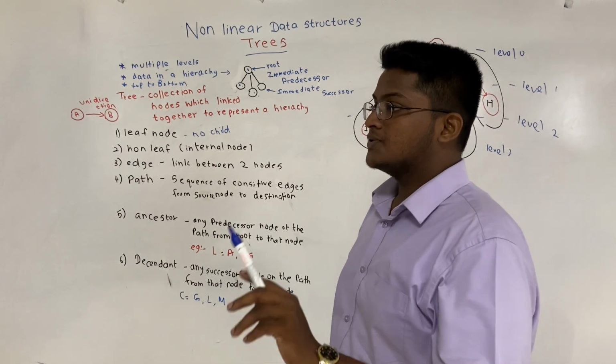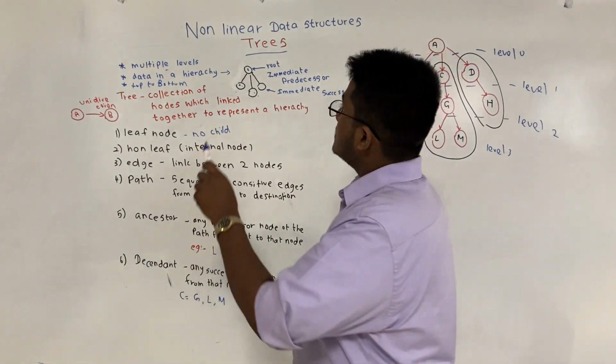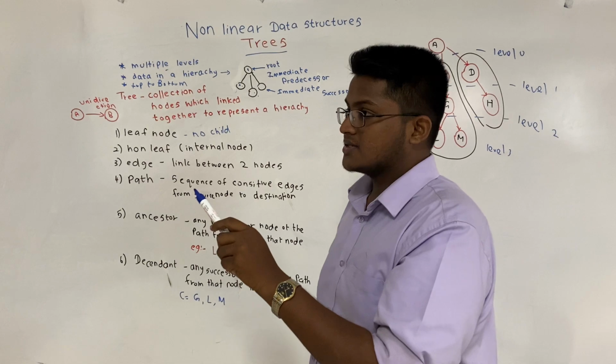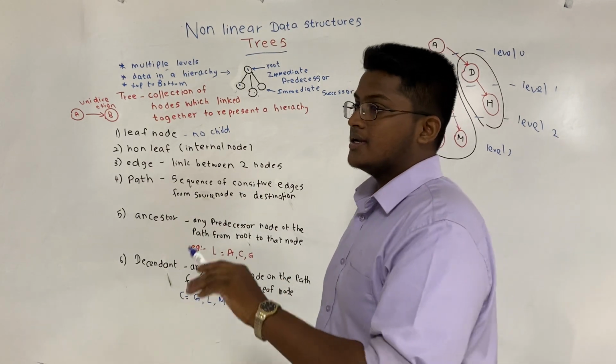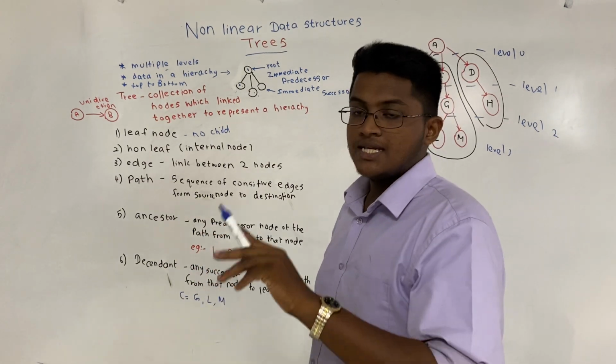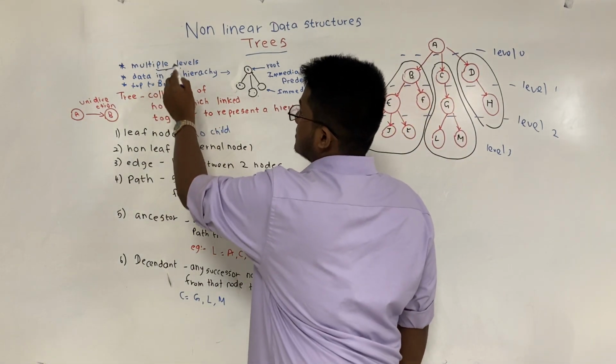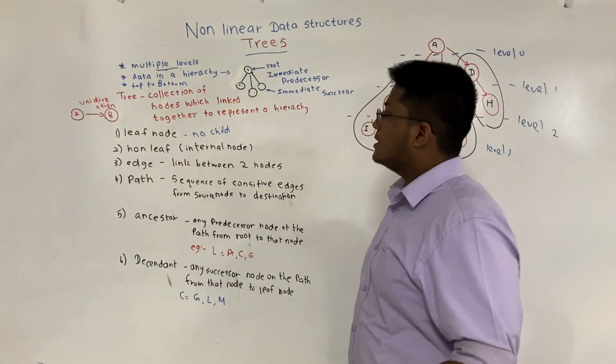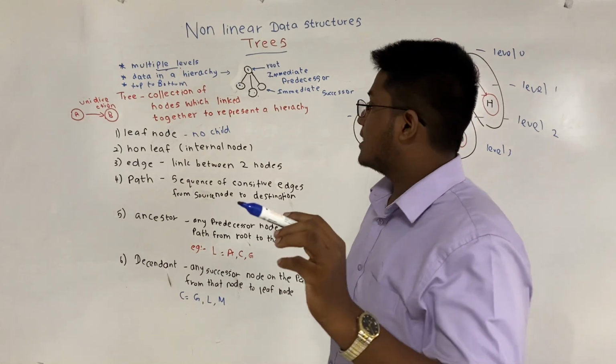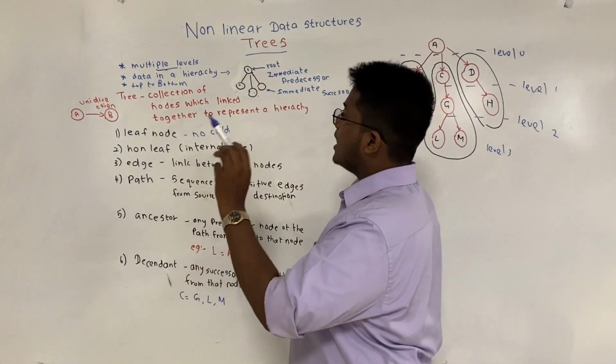Before moving to trees, what are nonlinear data structures? Nonlinear data structures are not in a sequential order. They have multiple levels, and the data is in a hierarchy. What is meant by hierarchy?